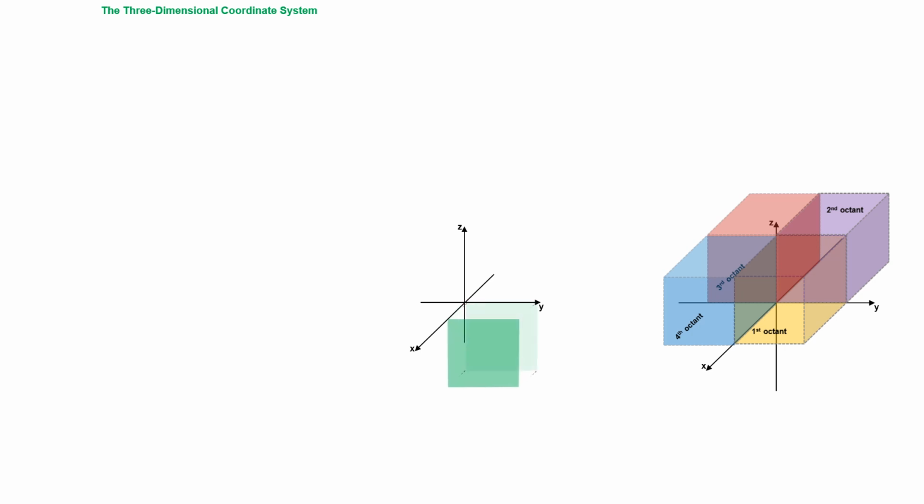Octant 5 is vertically below octant 1. Octants 6, 7, and 8 are then found by rotating counterclockwise around the negative z-axis. Look at the figure.